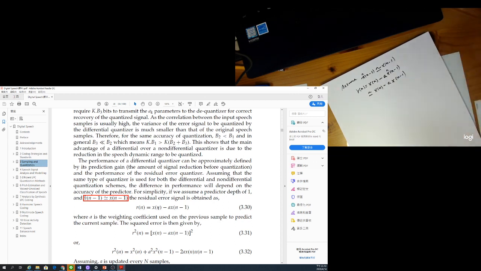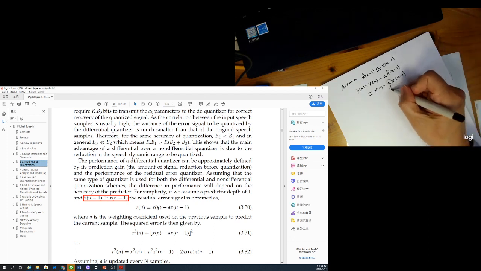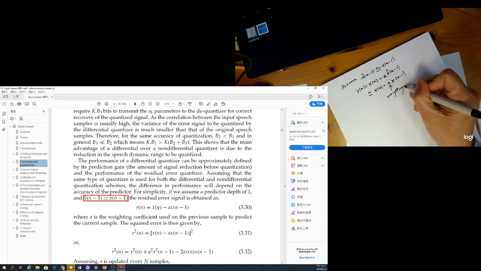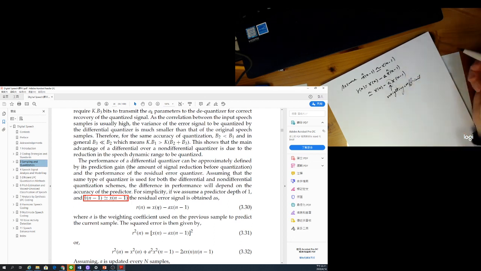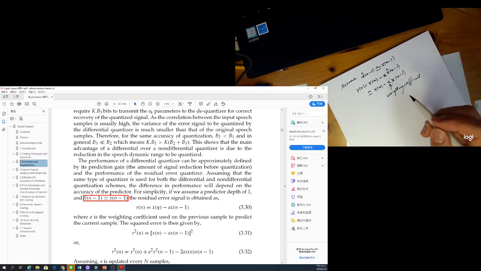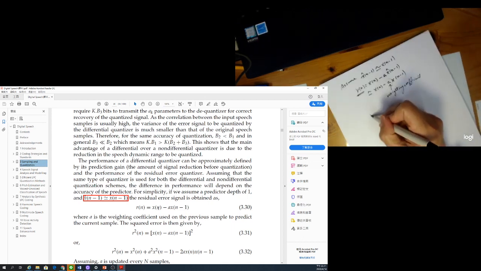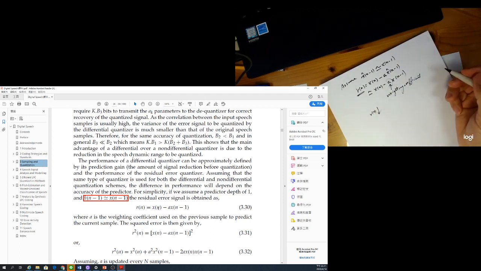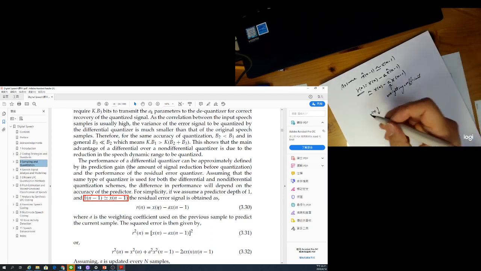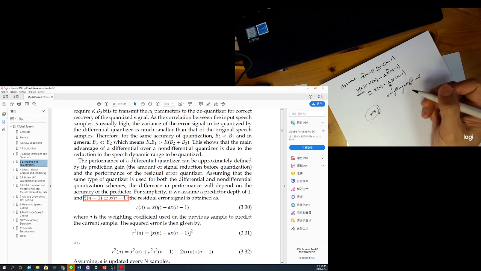Okay, so right now we try to find what A would be better. This A is called the weighting coefficient. We try to find what value of A we should use. So we define it to make a good prediction. We try to make R of n minimal, if possible.